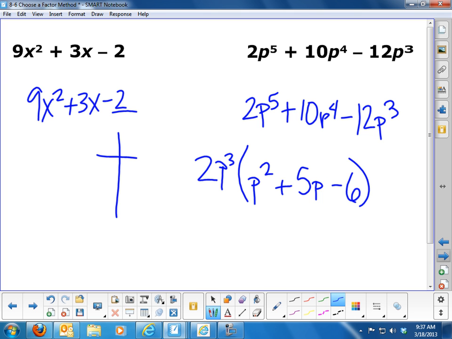And now I need to think, okay, well, what about my p squared plus 5p minus 6? Well, I'm looking at it, and I'm thinking that this is probably going to be able to be factored. So I need to think about my little x over here and my little t. So this becomes, we've got negative 6 in the top and 5 in the bottom. What can multiply to give me negative 6, but add up to give me 5?